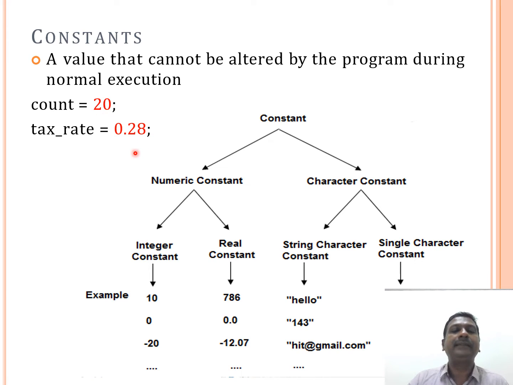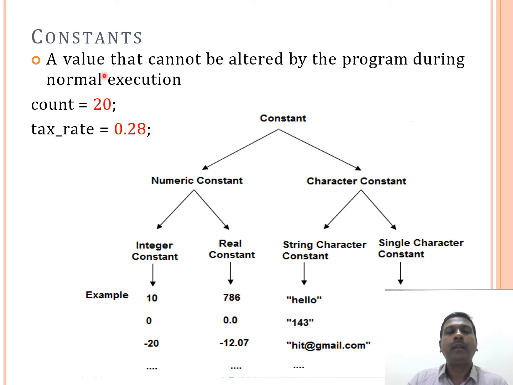The constant is generally classified into two groups. One is numeric constant, the other is character constant. These are the examples for numeric constant. This numeric constant is again classified into integer constant and real constant. A real number example is 0.28, an integer number example is 20. Character constants are again classified into a single character constant and a multi-character constant. A single character constant is defined as a character constant, a multiple character constant is defined as a string constant. So these are the general classification of constants.